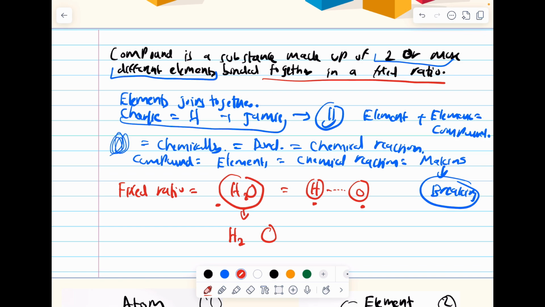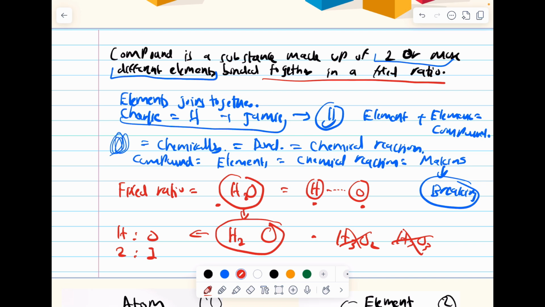So H2O is always going to be H2O. It's never going to be H3O2. No, it's never going to be H3O3. No, it's always going to be H2O. And that's what fixed proportion is. It's the ratio. The ratio of hydrogen to oxygen atoms is always going to be 2 to 1. And I'll help you calculate the ratio in a different video, but that's all you need to know now.